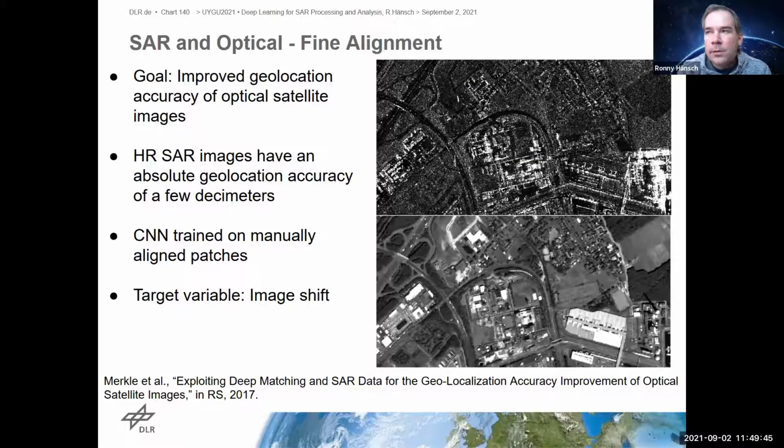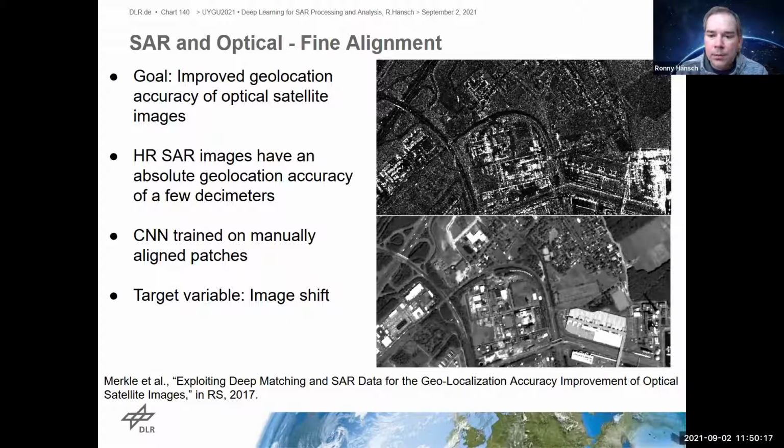Okay, but now we still need to estimate this shift, right? So here the goal is that when we have a SAR image and an optical image, how can we estimate those small shifts to align them? One application is that SAR images usually have a very, very good geolocation, because this is needed for the processing of the SAR. Optical images also have a good geolocation, but not as accurate as SAR.